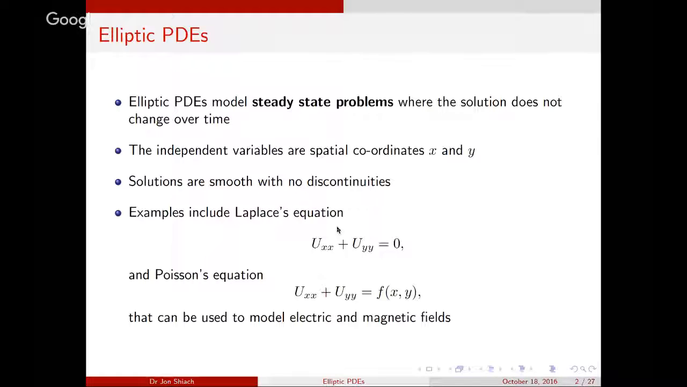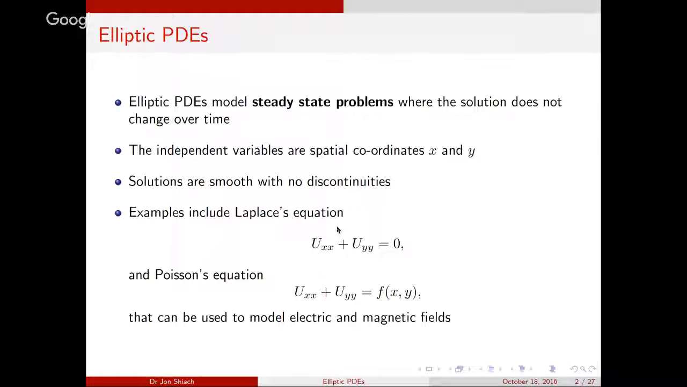Solutions are smooth with no discontinuities. Discontinuities means a sudden abrupt change in the profile of the solution. So solutions are going to be nice, smooth surfaces. We'll come on to look at hyperbolic PDEs in a few weeks, which do have abrupt changes in their solutions, which can cause our numerical methods a bit of difficulty. But for elliptic PDEs, they're smooth, no discontinuities.